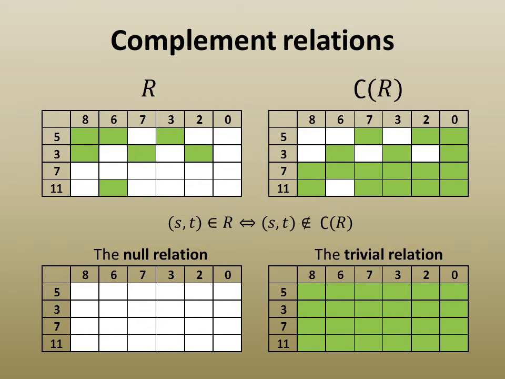Just as every relation has an inverse relation, every relation has a complement. The basic idea being that if R is a subset of S cross T, then the complement of R is a relative complement of R in S cross T. So if an ordered pair belongs to R, then it doesn't belong to the complement, and vice versa. The complement of the null relation, for example, which is the empty set, is a trivial relation, which is the whole of the Cartesian product.